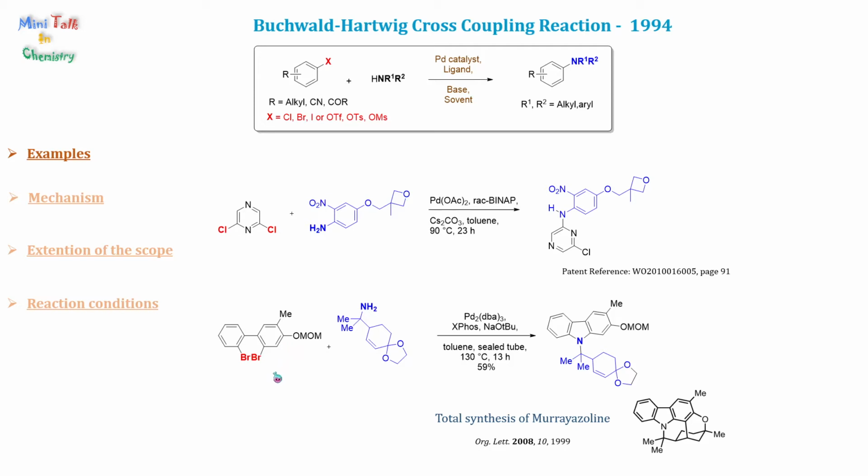The second example is a reaction between a dibromo biphenyl and a primary amine in different conditions to form the carbazole scaffold. This reaction was used in the total synthesis of muricazoline, published in 2008.